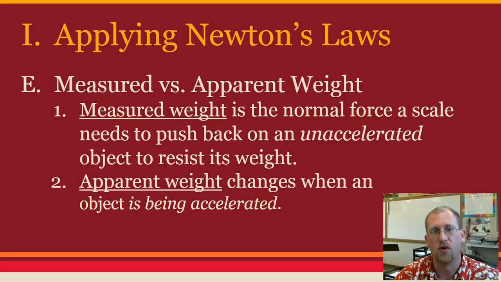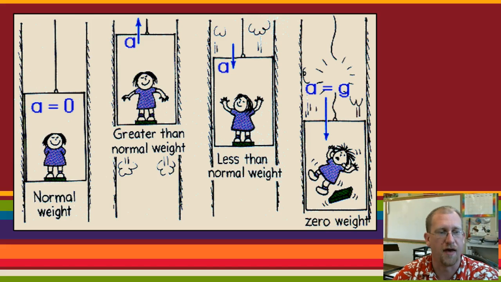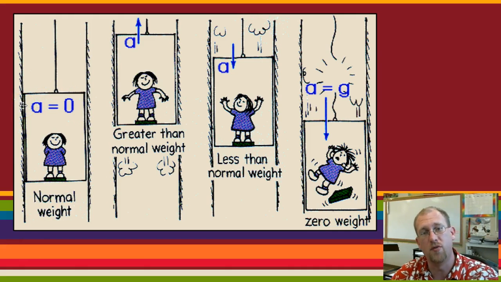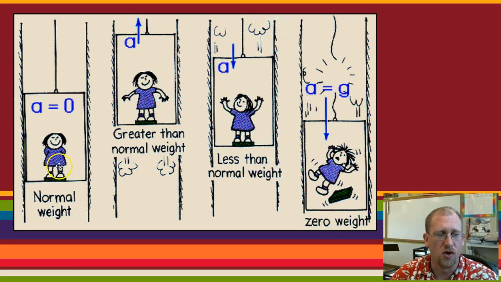And let me show you a picture that will help you understand that. This little girl is taking her weight in an elevator that is not accelerating. Now it might be moving, but it's moving at a constant rate, or it's not moving at all. Okay? So we get an actual normal measured weight for her. But if the elevator is accelerating upward, not just if it's moving upward, but if it's actually accelerating upward, then we're going to get a greater than normal weight.